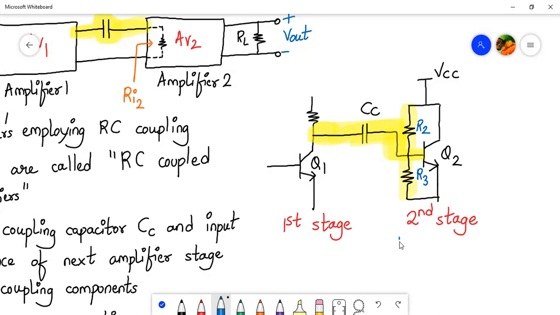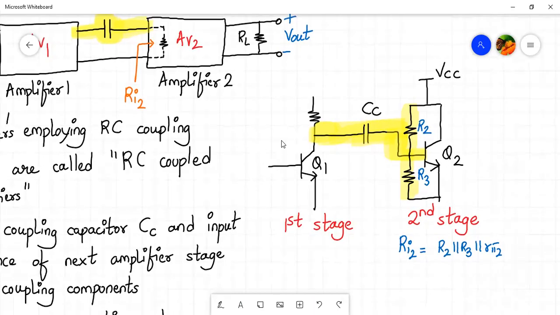So what will be the Ri of the second stage here? It will be R2 parallel to R3, and we have R pi also, so we can write R pi 2. So this will be the input impedance of the second stage. So this resistance and this capacitance together will form RC coupling. Now, what is the advantage of this RC coupling scheme? So let's study that next.